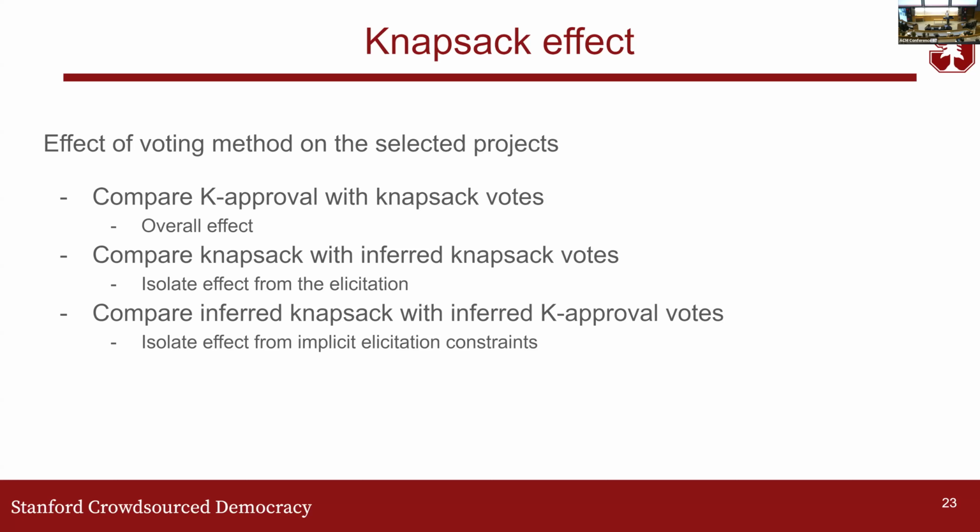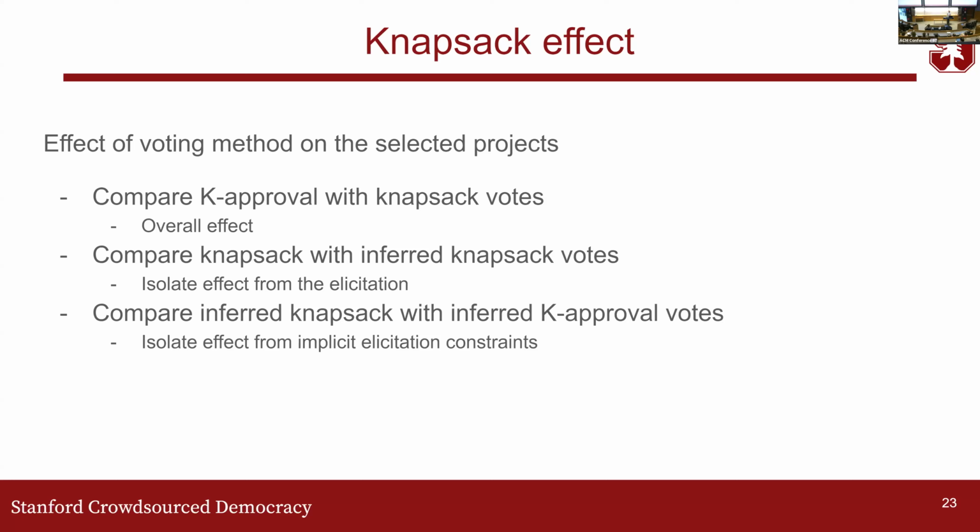We only look at the elicitation effect. So we don't care anymore about the implicit constraints, because you could argue that this project combination would never have been possible because you have knapsack voting. At this point, we restrict ourselves to only combinations that are valid under knapsack voting.